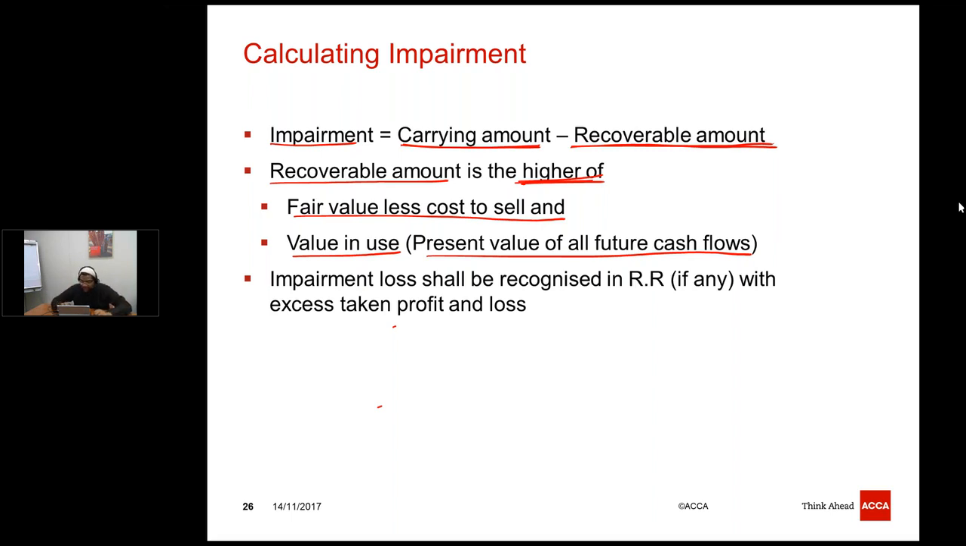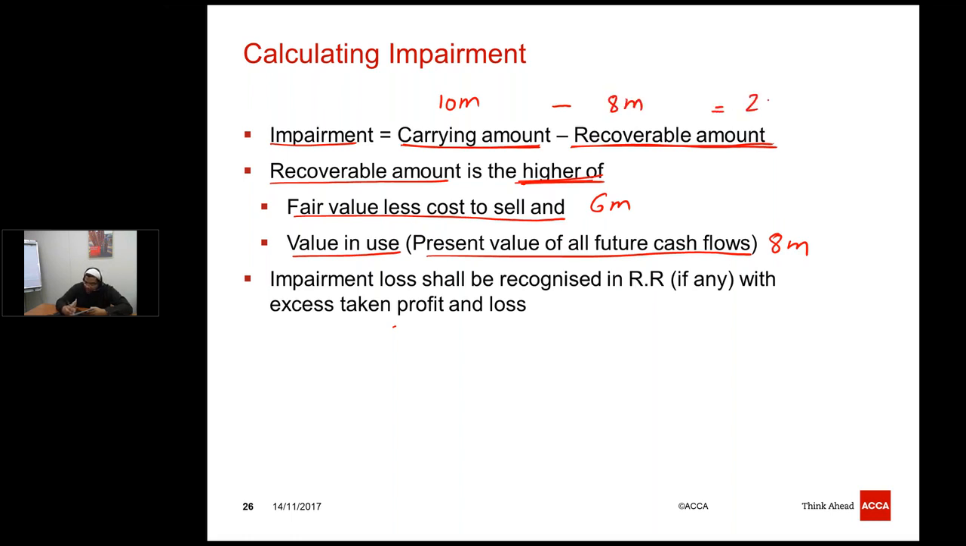So that is why we say that the recoverable amount is the higher of the value in use, the value according to the use, and the fair value less cost to sell according to selling the asset. So if my asset is being carried at $10 million and my fair value is $6 million and I can recover $8 million, so the recoverable amount is 8.